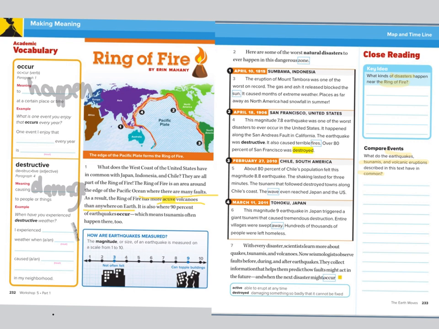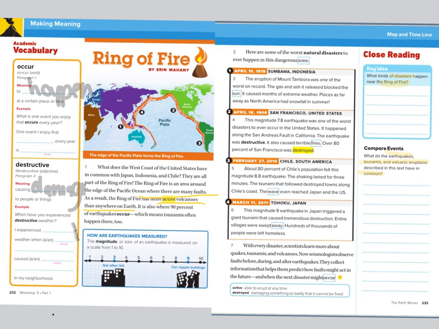So I wanted to show you that. If I'm taking a look at it, it said that it happened in Indonesia, which was right down here, and they had bad weather and blocked sun all the way up here in North America. That's quite a distance. The second one, April 18th, 1906, San Francisco, the United States.